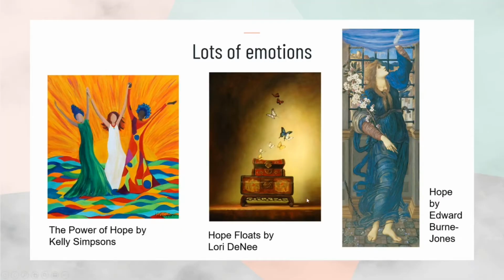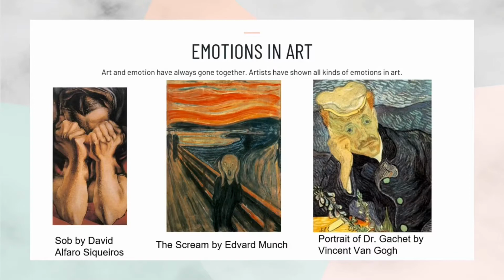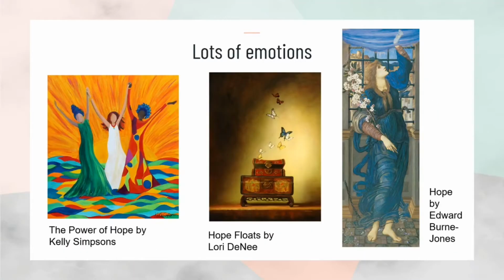The Power of Hope on the far left by Kelly Simpsons. Do you see the difference already in these pictures? There's a lot more color. There's a lot more happy color, vibrant colors. Hope Floats by Laurie Denis in the middle, or Hope by Edward Burns Jones. Does anybody see anything that kind of ties these three together?